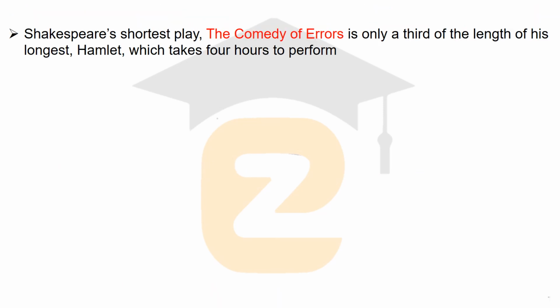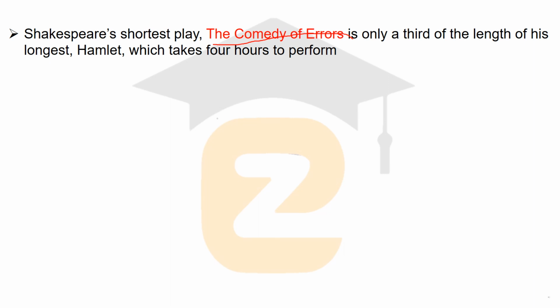Now let's discuss a few more important facts related to the literary career of William Shakespeare. The Comedy of Errors is the shortest play, only a third of the length of his longest, Hamlet, which takes 4 hours to perform. Yes, Comedy of Errors is a comic play by William Shakespeare.